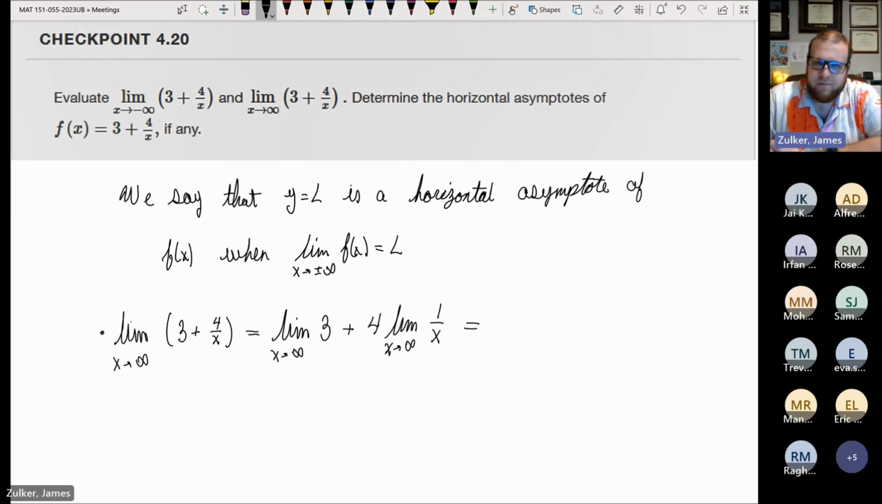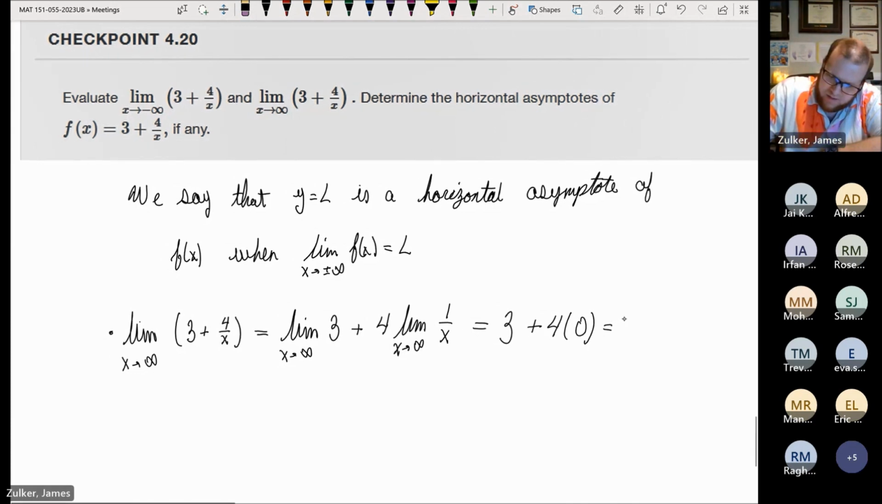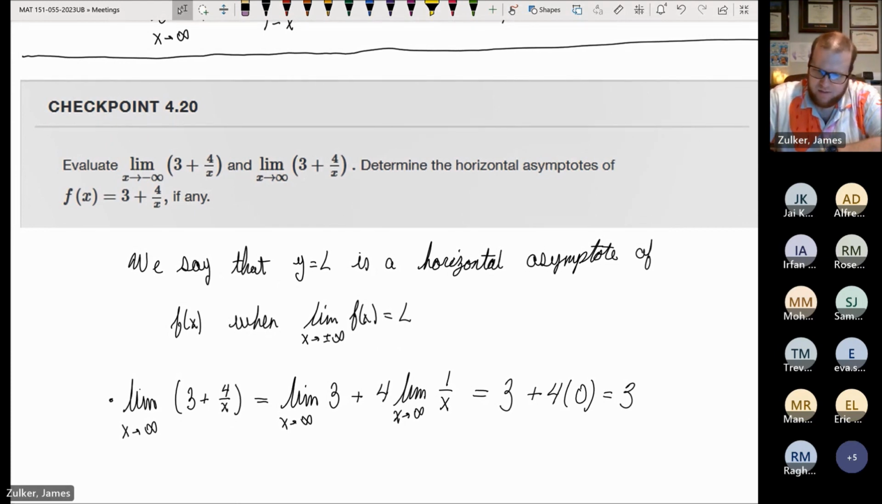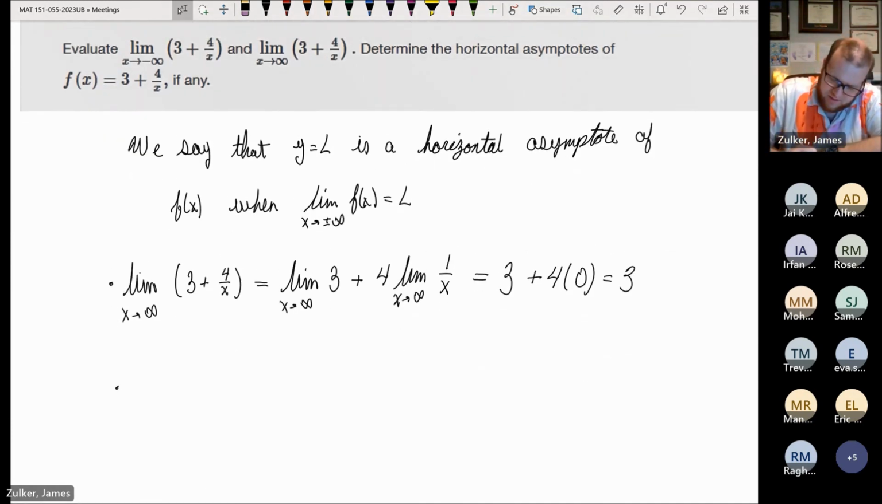We're going to split this up into two limits. This first limit is 3, but this second limit is 0. So our limit is 3.